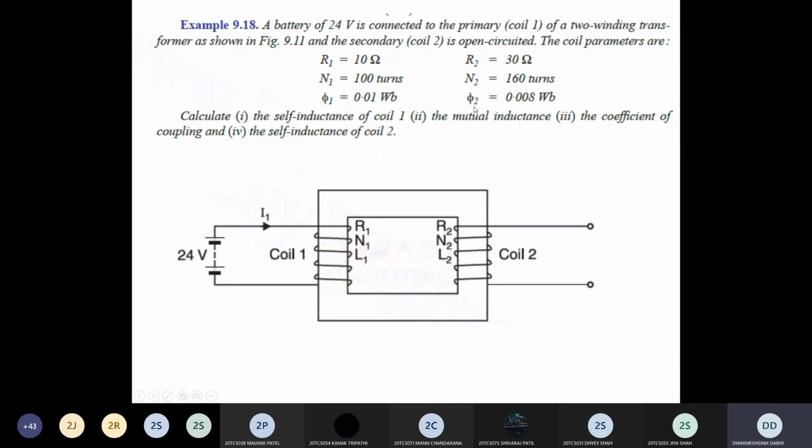So why I am saying that this is phi 1 2, because there is no current flowing into coil number 2. So there is no chance that flux is produced in coil 2 by current flowing into coil number 2 itself. So here the flux in coil number 2, phi 2, is nothing but the coupling of the flux of coil number 1, which is 0.01 Weber. That's why you can see that phi 1 is greater than phi 2. It means this phi 2 is the portion of this phi 1 that is linked with coil number 2.